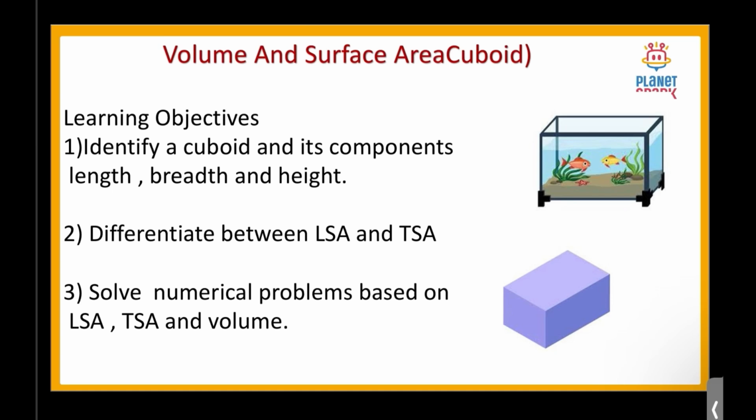Once upon a time in a smart city, there was a young architect named Arav. He was designing a brand new classroom for students. The classroom was shaped like a cuboid, just like a little big box. But Arav had three questions. How much space will the classroom hold? How much paint is needed to cover the walls? And how much material is needed to build the entire structure?